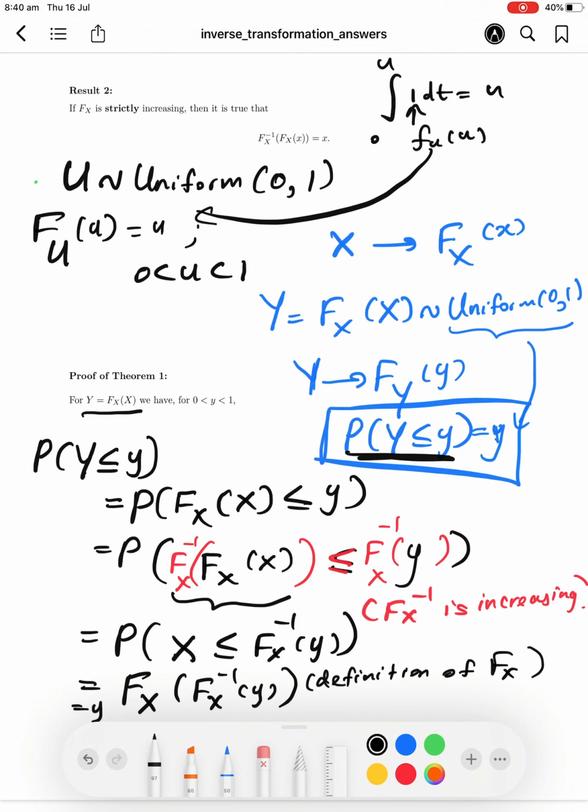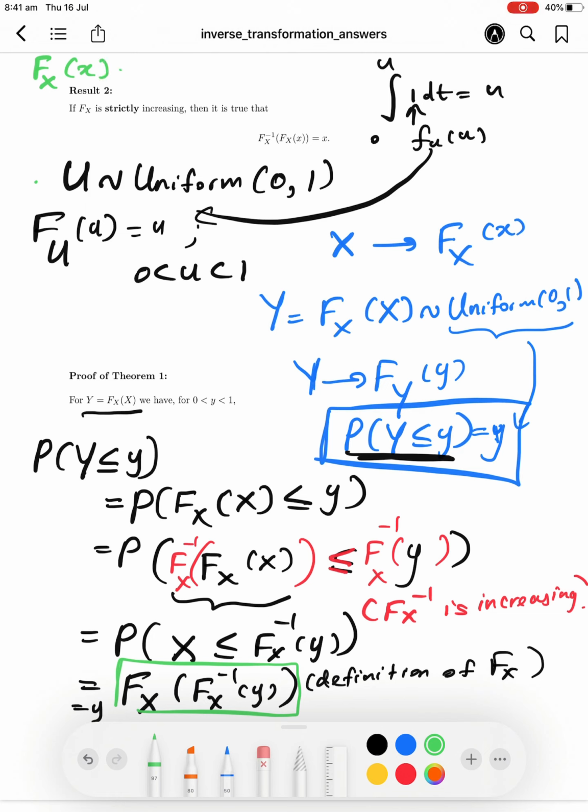This equals y. So that means the random variable y follows a uniform distribution with parameters 0, 1. If this step is not clear, it's like this. The definition of the random variable CDF.